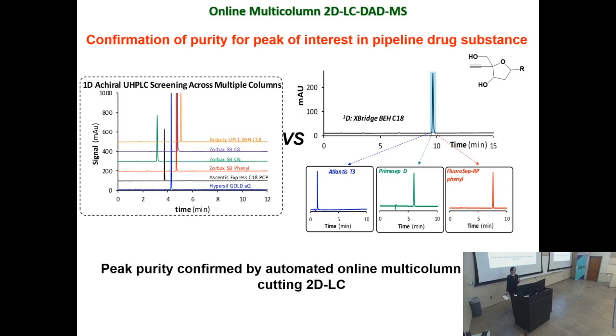So we use their method, exactly the condition on the first dimension. Then we do multiple hard cuts on the peak of interest and send them to the second dimension with multiple columns with different stationary phases. So we make sure there are no actual peaks separated out. And so the peak purity is confirmed by automatic online multi-column 2D-LC.